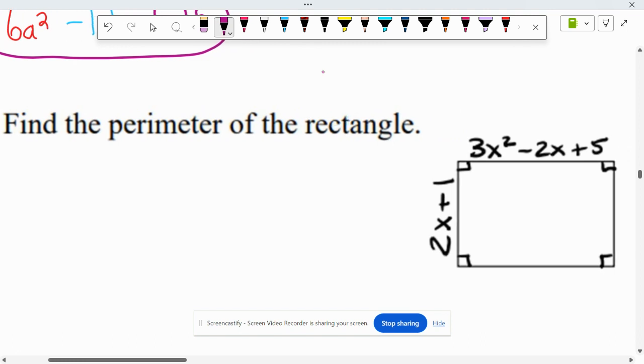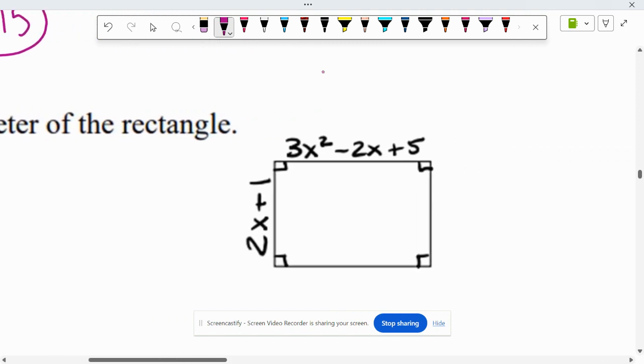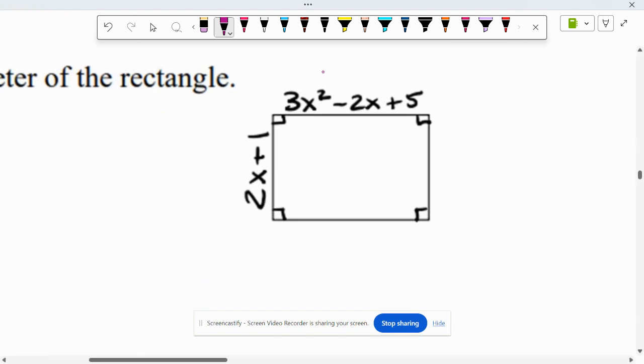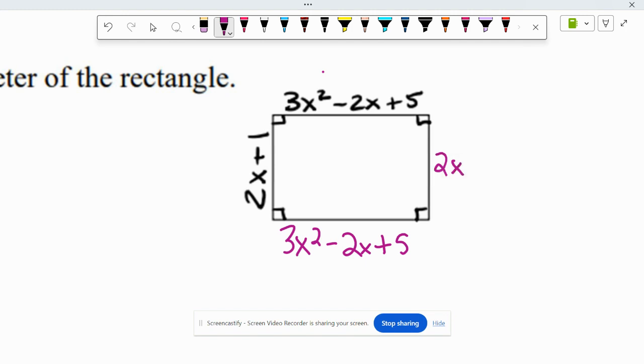Question number 6 asks us to find the perimeter of the rectangle. I am not really sure how to do perimeter. Someone tell me about that. Violet. Add up all the sides. What about the sides that don't have anything written on them? The number on the top is the same as the bottom. Why is that? Because they're rectangles, right? Opposite sides are congruent. And so if the left side is 2x plus 1, the right side is 2x plus 1.